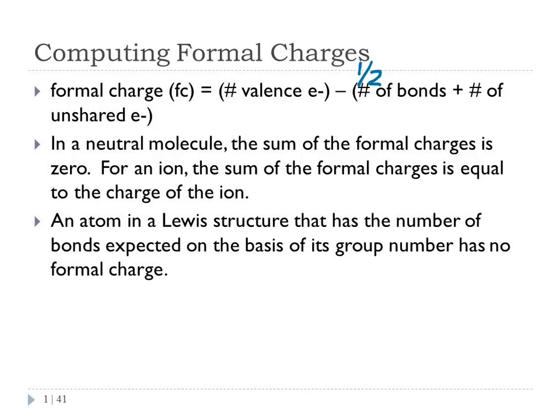In a neutral molecule, the sum of the formal charges is always going to be 0. In an ion, the sum of the formal charges for all of the atoms in that ion will equal the charge on the ion. And if our Lewis structure follows the idea of valence that we talked about, where carbon tends to form 4 bonds, and hydrogen forms 1, and nitrogen forms 3, if it's obeying those rules of valence, then generally the atoms will have 0 formal charges. A 0 formal charge is generally more stable.